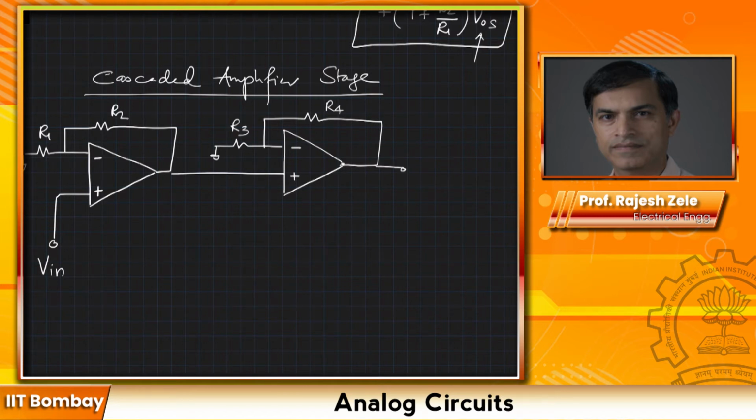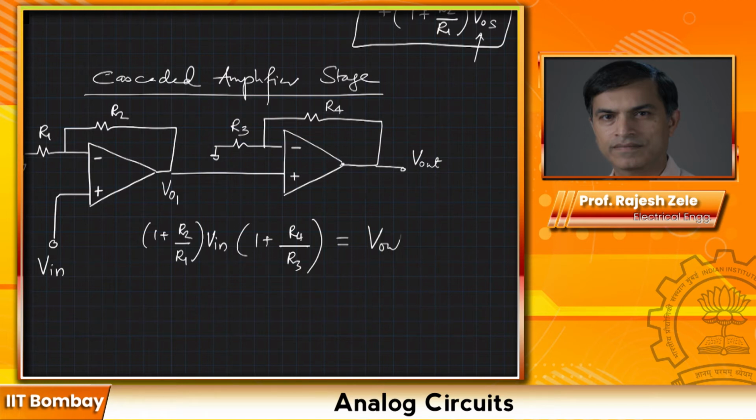Okay, first of all, let's see what the output will be just due to the input voltage. So the output due to input voltage, as we can see, VO1 here and V out. So VO1 will be, I'm sure you have figured it out already, R2 divided by R1 times V in. And this gets multiplied again by 1 plus R4 divided by R3, and that will be equal to your V out. Okay, so that's the overall gain that we are trying to get.